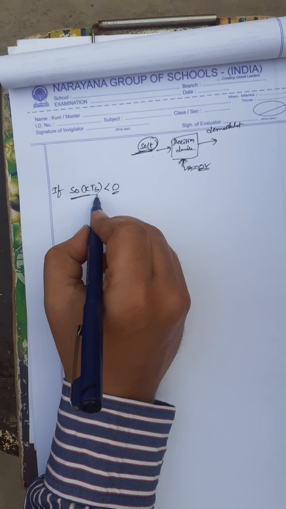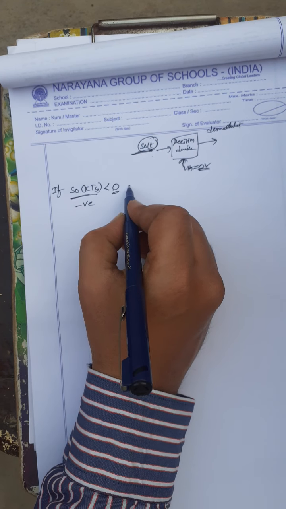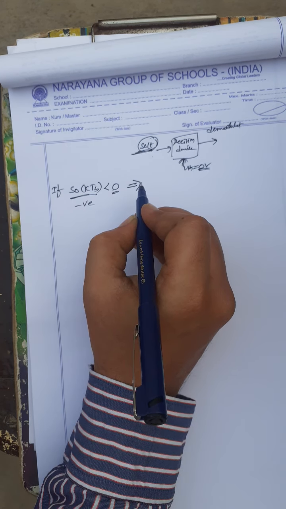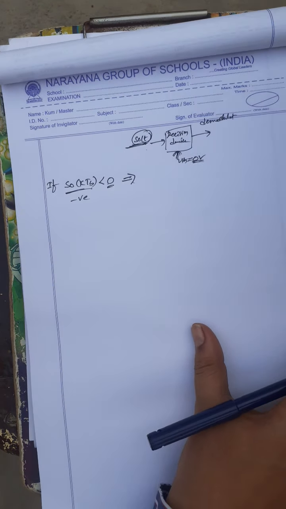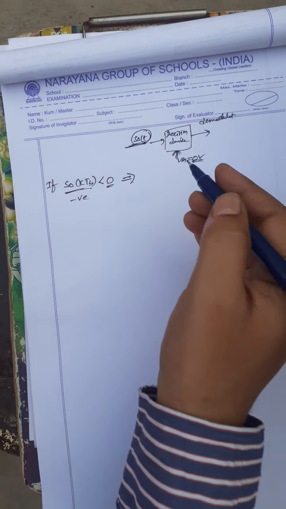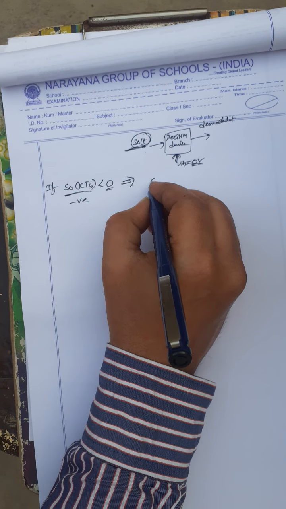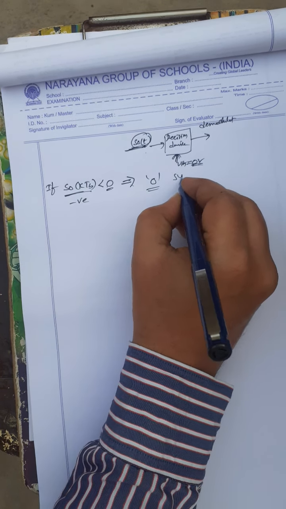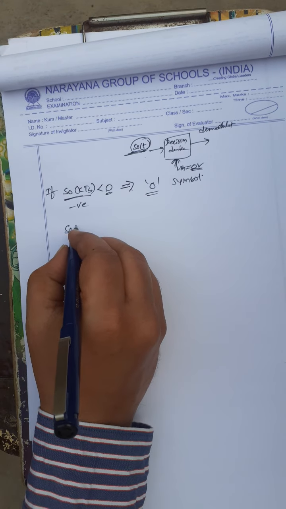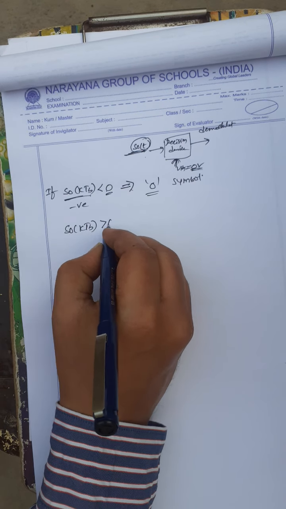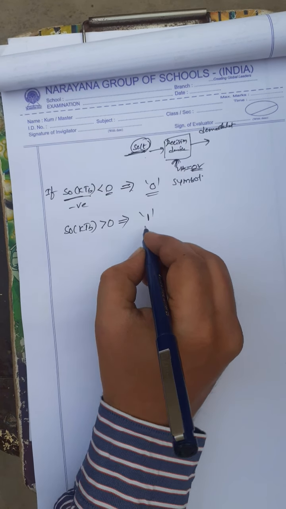So if the input S0(kTb) is less than 0, meaning it is a negative value, the output of the decision device produces in favor of symbol 0. If S0(kTb) is greater than 0, it produces in favor of symbol 1.